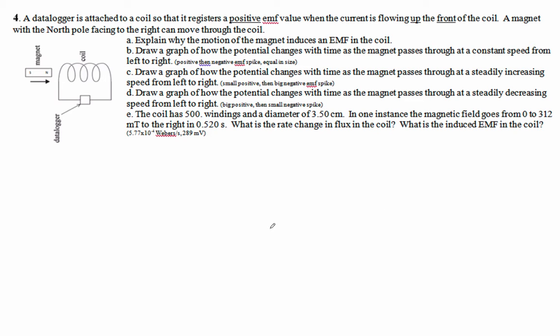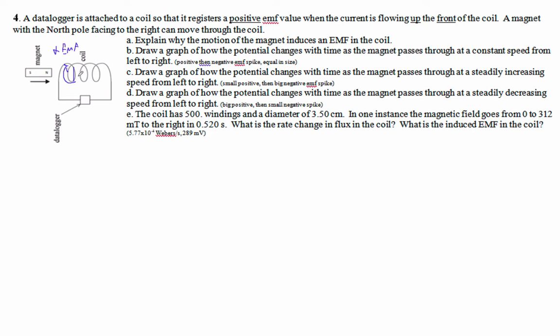A data logger is attached to a coil so that it registers a positive EMF value when the current is flowing up the front of the coil. So when it flows this way, and when it flows that way, that's positive EMF.